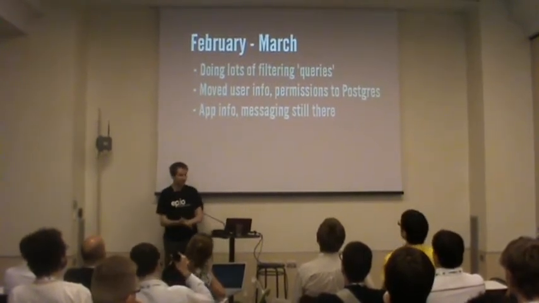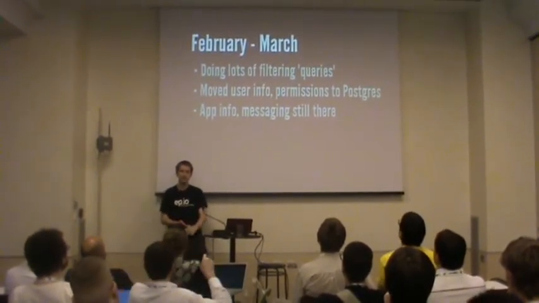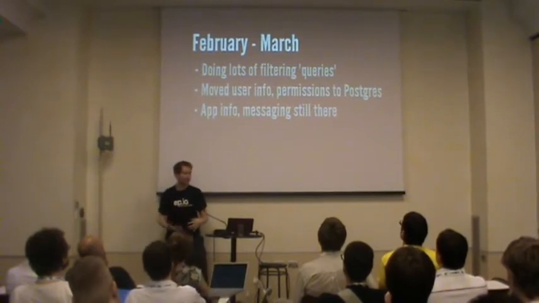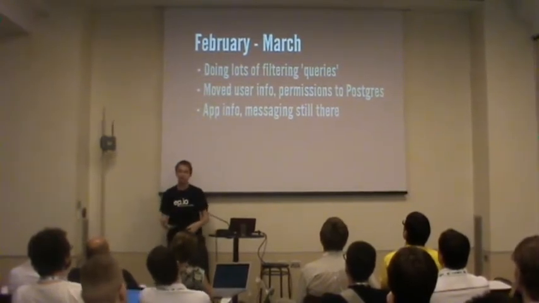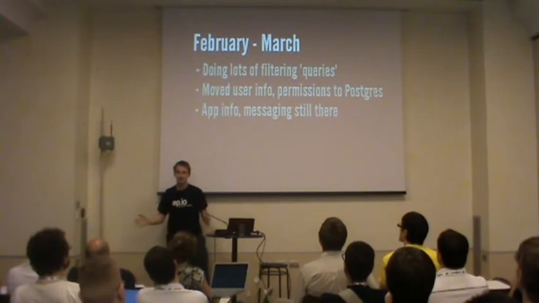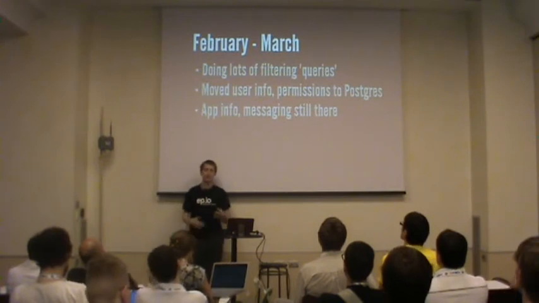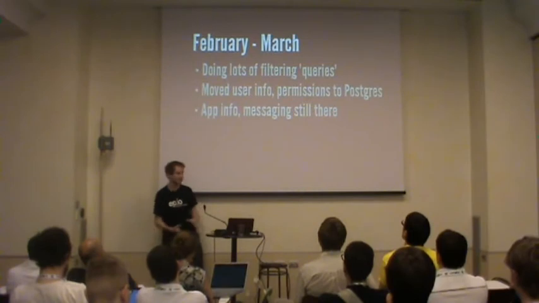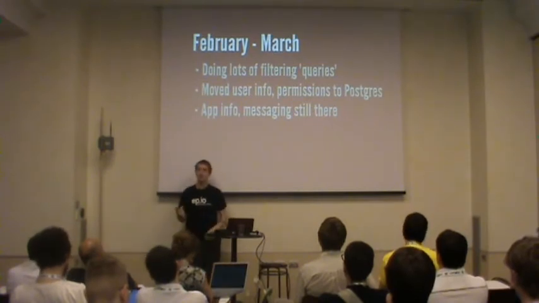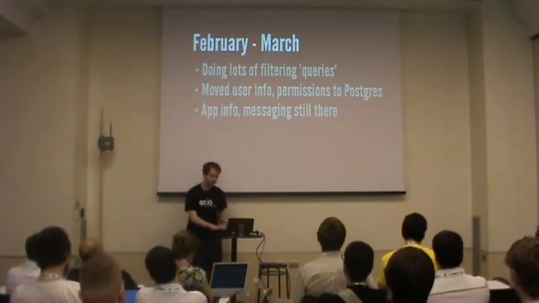In February and March, we looked at what we were doing as we evolved. We realised we were doing a lot of filtering queries, i.e. going to a set of keys, looking at values, and basically doing a where clause. So we moved all those things like user information and permissions into Postgres, which is clearly a lot better at filtering and selecting things. And we left things like messaging and the app information in Redis.